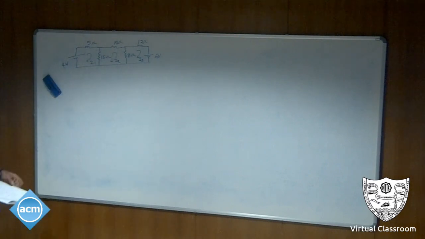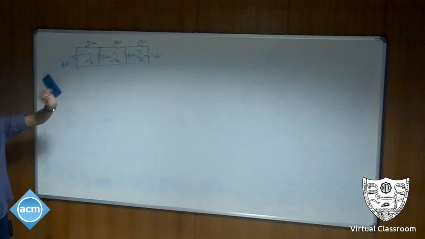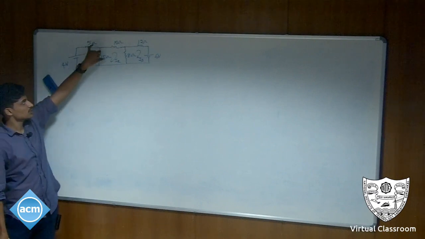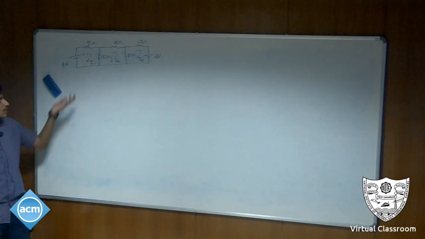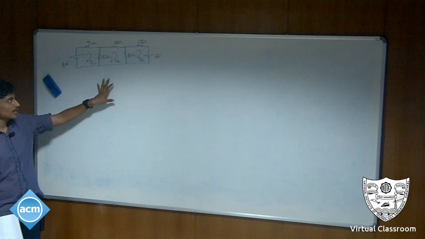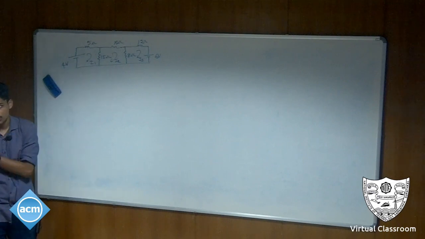The values of I1, I2, and I3. Here there are three unknowns, you just need three equations to solve it. You can apply it for this mesh and this mesh, and then solve it. Just look at where the unknowns are present and try making a combination of those to solve the equations.